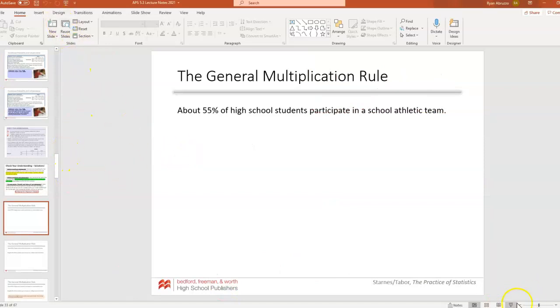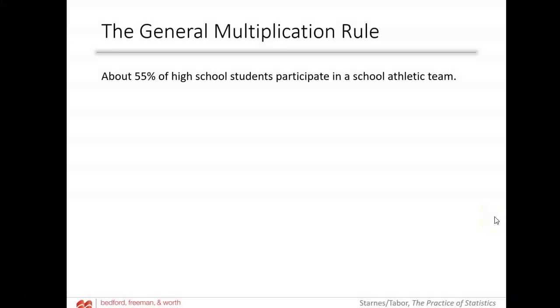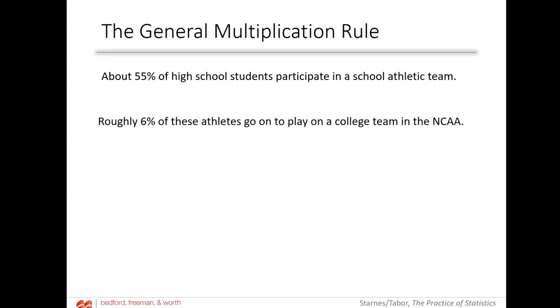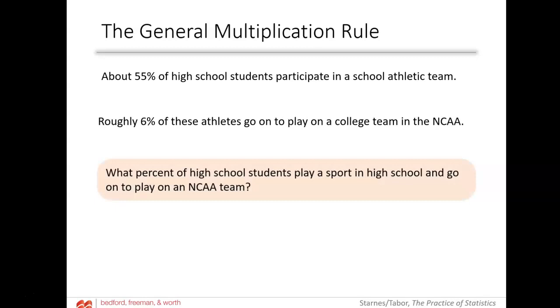We'll go with that. All right, the general multiplication rule. About 55% of high school students participate in a school athletic team. All right, there's your stat. Here goes. 6% of these athletes will go on to play college in an NCAA sport. What percent of high school students play a sport in high school and move on to college to play in the NCAA?